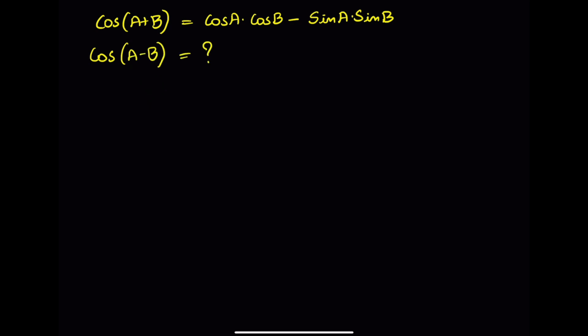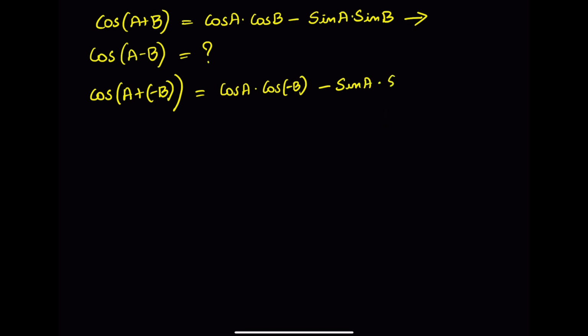Now we want to understand what is cos of a minus b. So this is what we want to find now. So how can we use the first equation and arrive at cos of a minus b? Let's rearrange cos of a minus b as cos of a plus minus b. So let's apply this equation now. Cos a times cos of minus b minus sin a times sin of minus b.